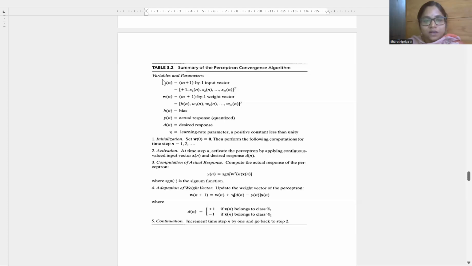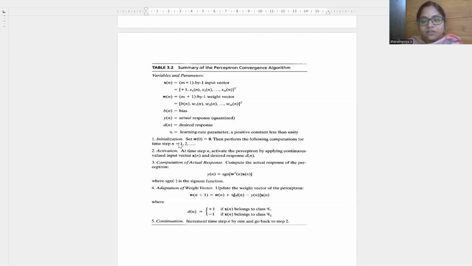So these are the different variables and parameters used in the perceptron convergence algorithm. x of n represents the input vector, w of n represents the weight vector, b of n represents the bias, y of n represents the actual response, d of n represents the desired response, and eta is the learning rate parameter. So the first step is the initialization.